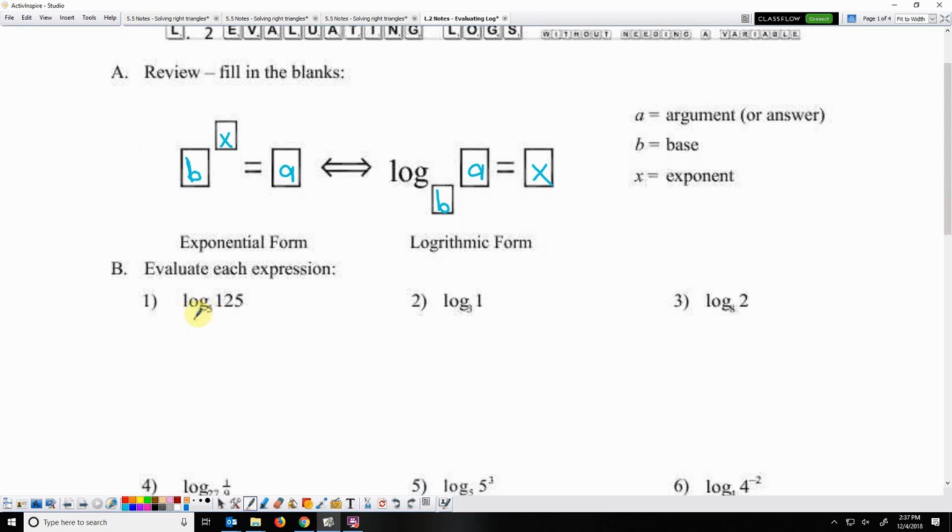So what's being asked here is what power raises 5 to make 125? Or 5 to what power makes 125? I wrote this with a variable, but we don't necessarily need one. 5 to what power makes 125? That would be 5 to the third power. So the value is 3. The next one is asking 3 to what power makes 1? Well, anything to the 0 power makes 1.